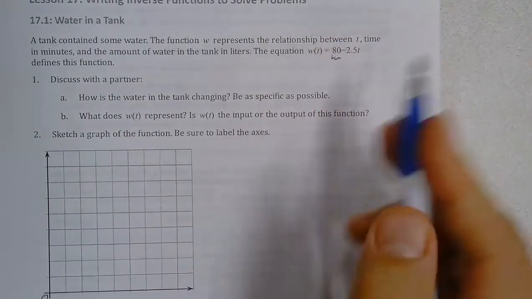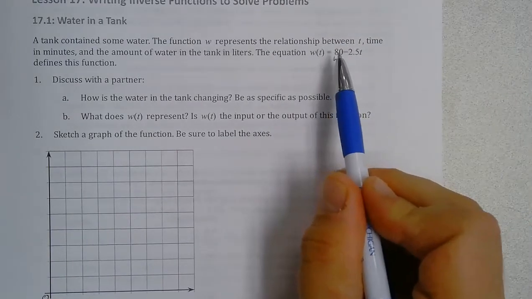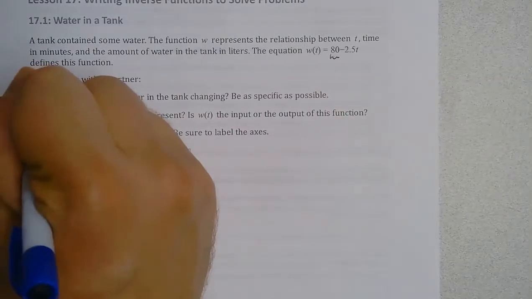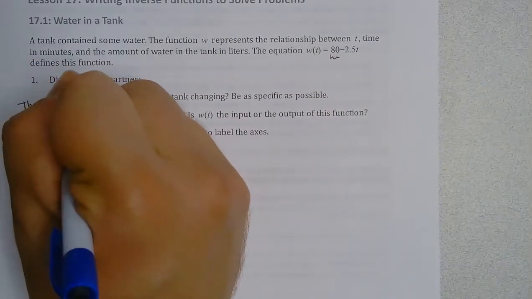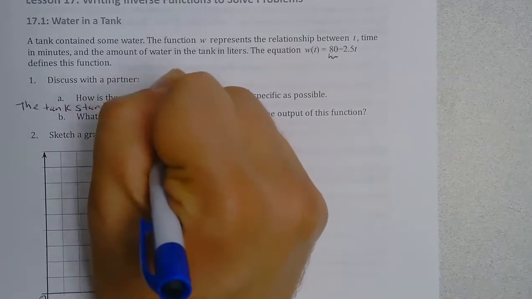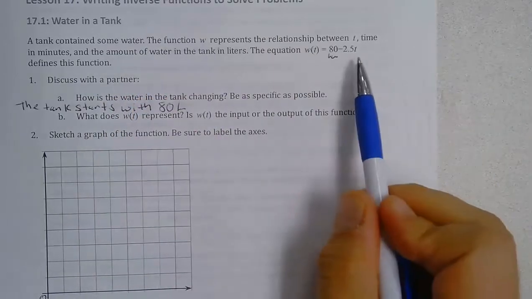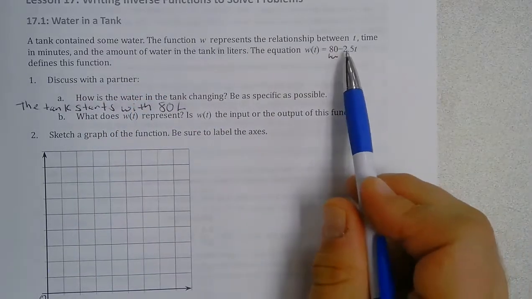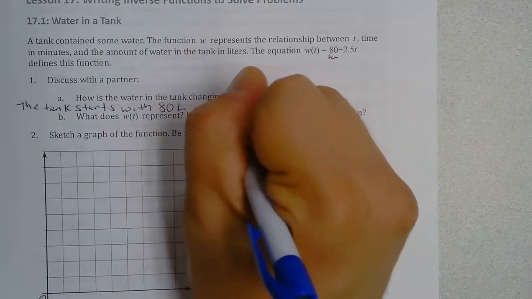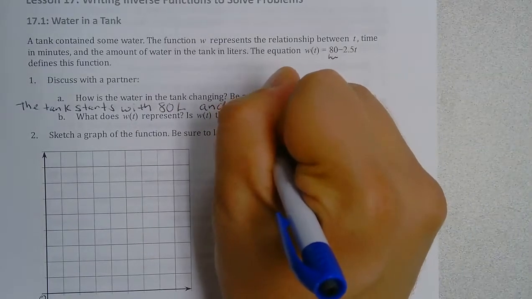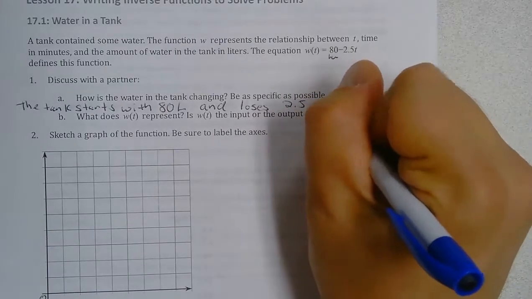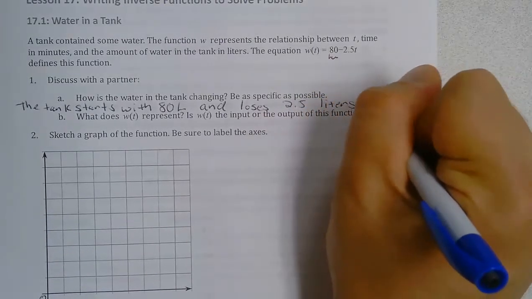So if you look in the tank, we have a value of 80. That means the tank starts with 80 liters. So I'm going to write that down here. The tank starts with 80 liters. And the minus 2.5 t means it's losing 2.5 liters every minute. And I'm just going to put, and loses 2.5 liters per minute.